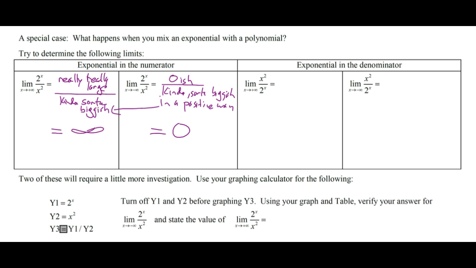Okay. The limit. X squared over 2 to the x. So we're going to get a kind of a sort of big-ish number over a really, really large number, right? So what's kind of sort of big-ish over really, really large? 0. Yeah, probably. Kind of sort of big, but in a positive way, over unimaginably large.